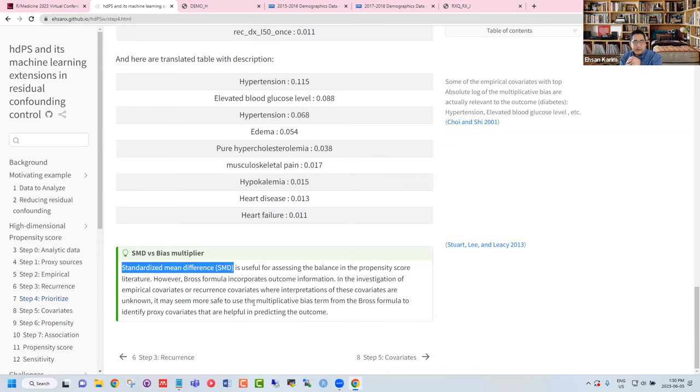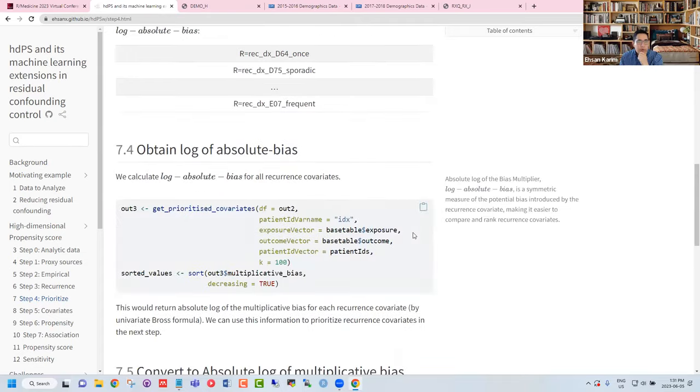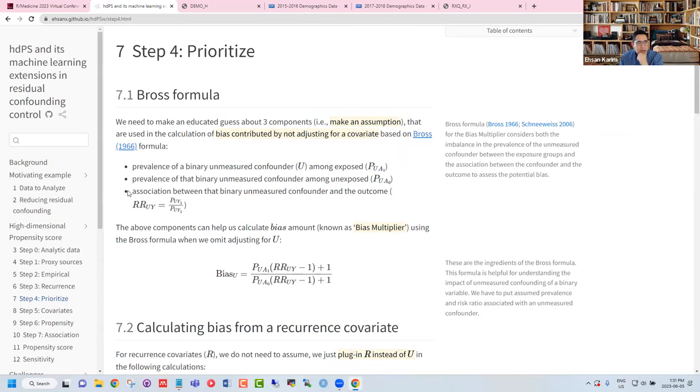But there is a key difference between the standardized mean difference and this Bross formula. If you look at the Bross formula one more time, it uses the association between the unmeasured confounder and the outcome, right? In the standardized mean difference formula, we do not use information about the outcome. We only use information about the exposure, whether that covariate is stratified by exposed and unexposed, and we use the standardized mean difference to calculate whether that covariate is balanced or imbalanced. But here, we are directly using the outcome information to choose a variable, whether it is useful in our analysis or not.